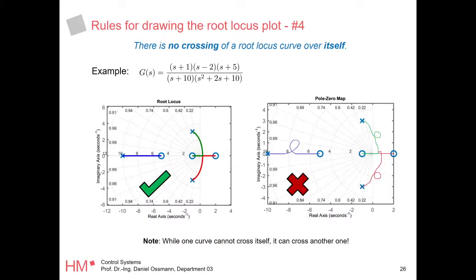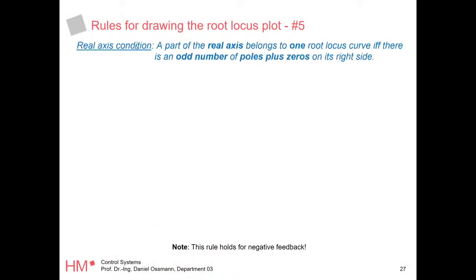Okay, so the next rule, and actually we're getting through pretty fast, so probably get to the end. Rule number 5 is actually pretty important. So this is one of the rules you actually can start with when you have the task to draw a root locus curve. Okay, so we're gonna take some time with this one. And this is the so-called real axis condition. A part of the real axis belongs to one root locus curve if and only if there is an odd number of poles plus zeros on its right side. Okay, this is a little bit long, but it's actually pretty easy.